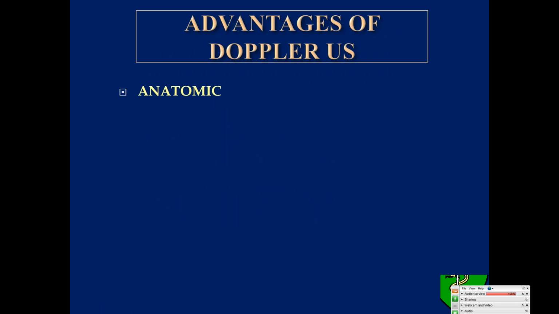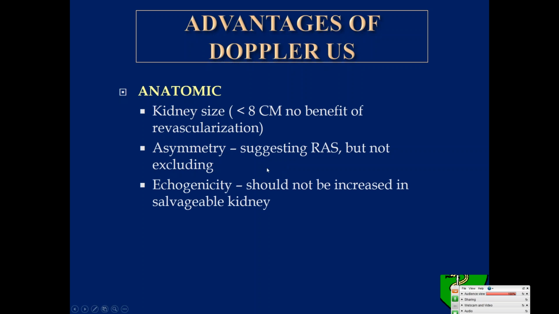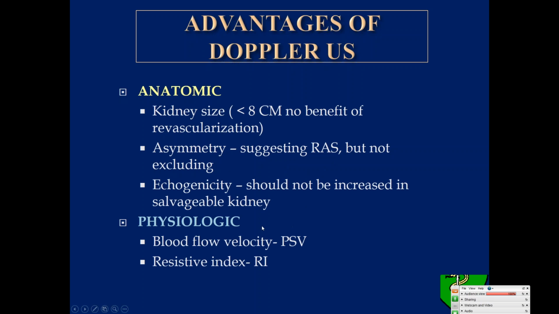What also is good about ultrasound assessment is that it provides us anatomical evaluation of the kidneys, including their size. If the kidneys are less than 8 centimeters, usually there is no benefit in revascularization, so it helps us to assess who would be a good candidate. It also allows us to see if there is any asymmetry in the kidneys, which implies presence of renal artery stenosis in the kidney that is potentially atrophic. And also we can assess echogenicity.